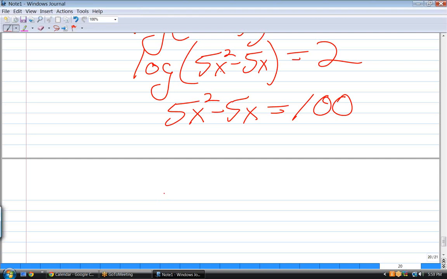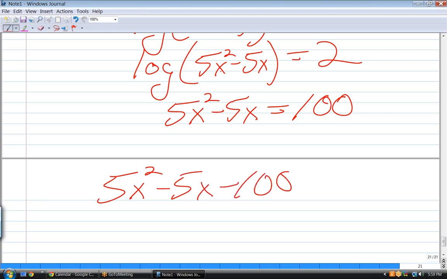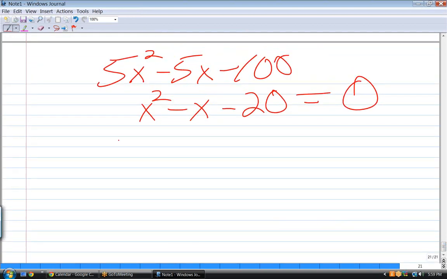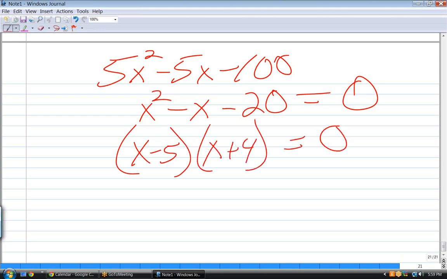Would you subtract 100 from both sides? Okay. Then divide the whole thing by 5. Yeah, okay. Which gives me x squared minus x minus 20 equals 0. And then it would just be x minus 5 in parentheses and x plus 4. So the answer would be positive 5 and negative 4, but then you can't have a negative, so it'd just be positive 5.